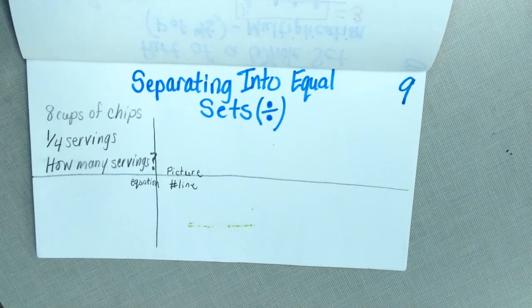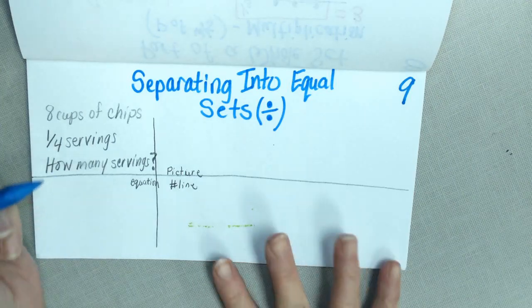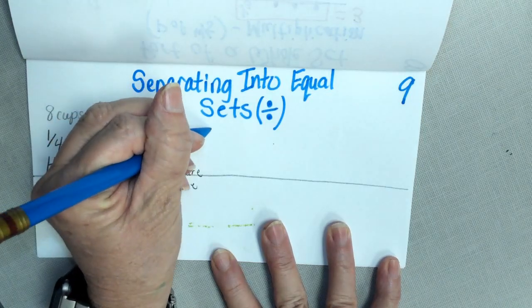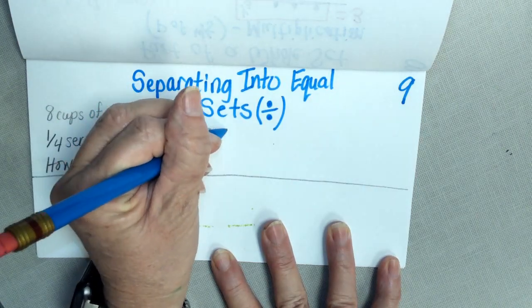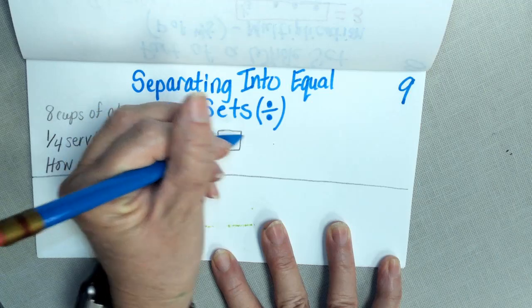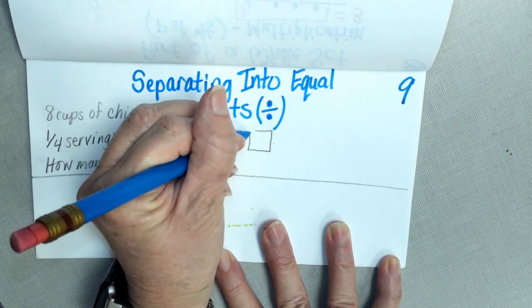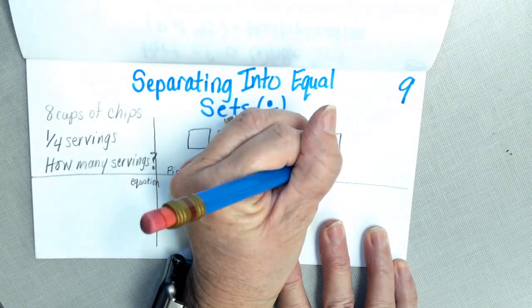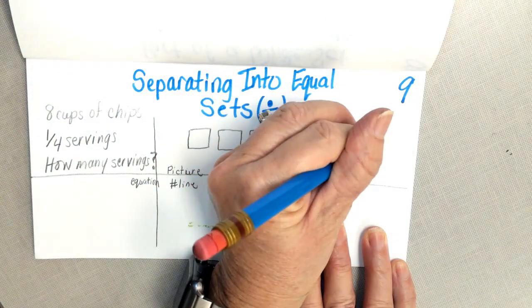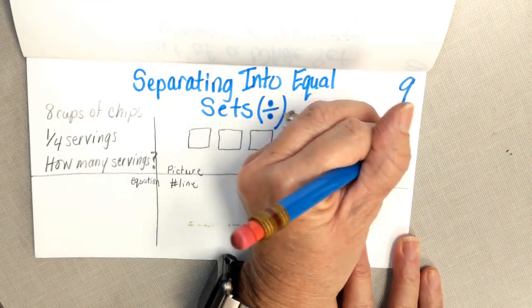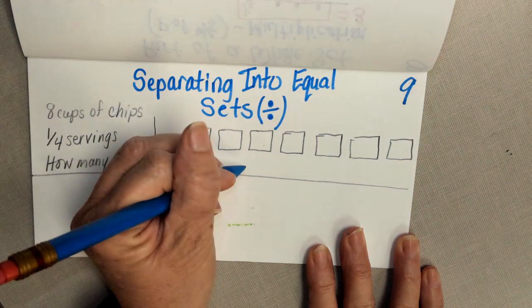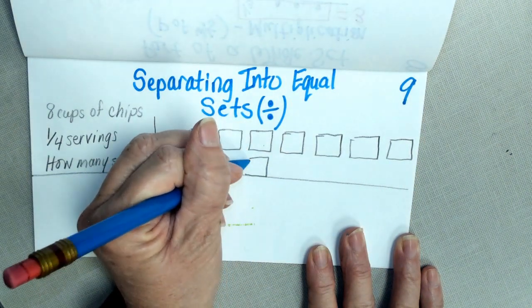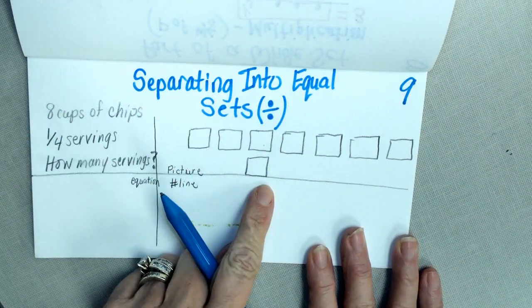So what is it that I have? What do I have? Anthony. I have 8 cups of chips. So I'm going to start with the 8 cups. 1, 2, 3, 4, 5, 6, 7, 8. This one loner will have to be all by itself down here.